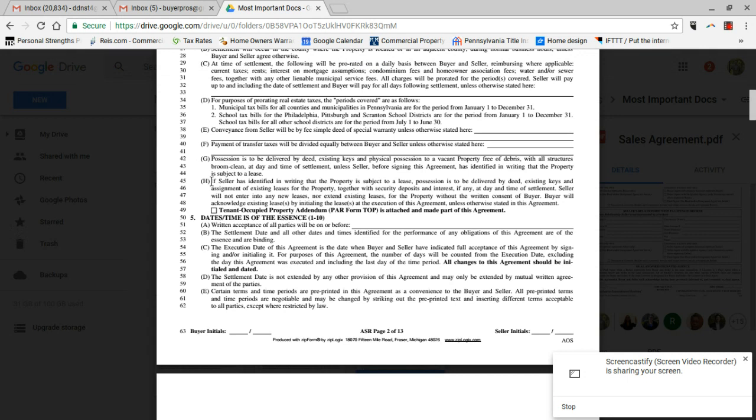So, right here, this is an important one. Possession is to be delivered by deed, existing keys, and physical possession of a vacant property at closing. So that means that when we close, you no longer own the property, Mr. and Mrs. Seller. You need to be out of there, and you need to have all your stuff out of there.